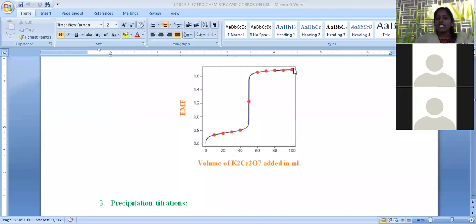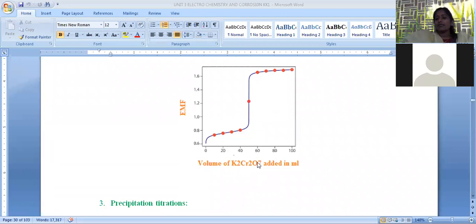So the initial EMF value is more. It is gradually decreasing. A sudden decrease in the EMF value will be observed at the completion of the reaction. This completion of the reaction is taken as the equivalent point or end point. If we know the end point, it is very simple to determine its concentration again by using the same formula M1 V1 is equal to M2 V2. So again, one of the terms, that is the potassium dichromate concentration, is known.